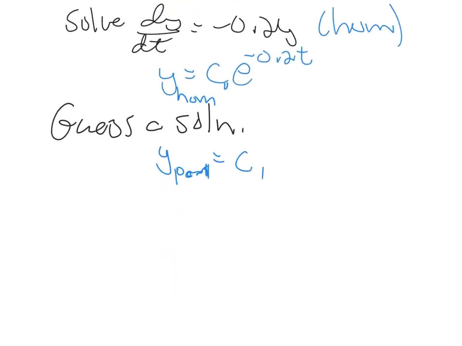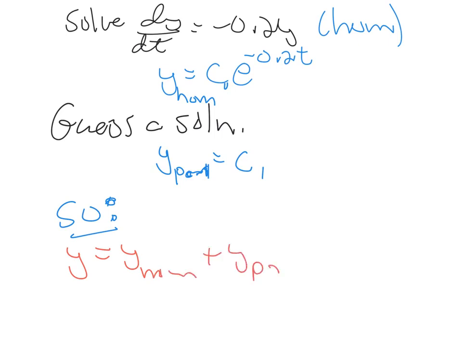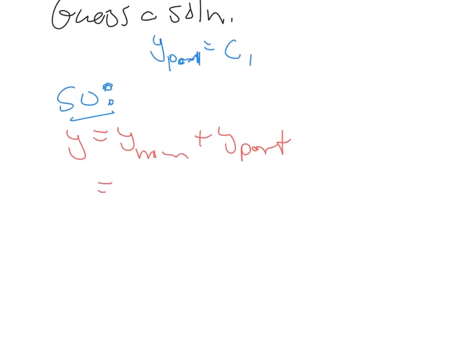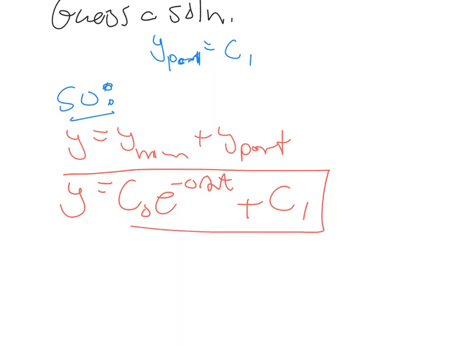And then my analytic solution is the sum of my homogeneous solution plus my particular solution. So in this particular case, I have C naught e to the minus 0.2t plus C1. Now, you're going to notice that this is exactly the same form as the solution that we found from separation of variables, but we got here in a slightly different way.